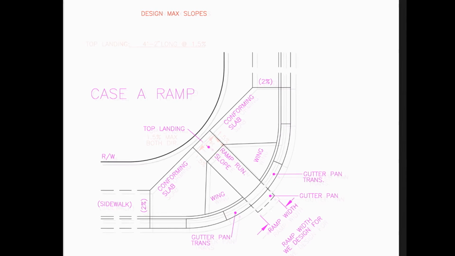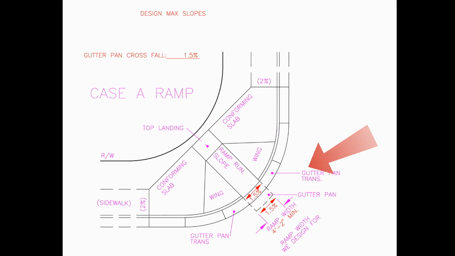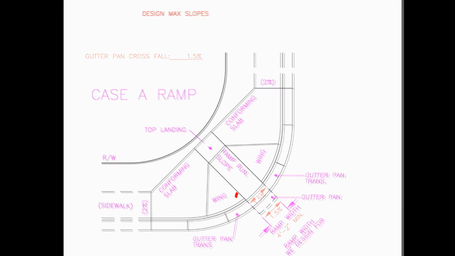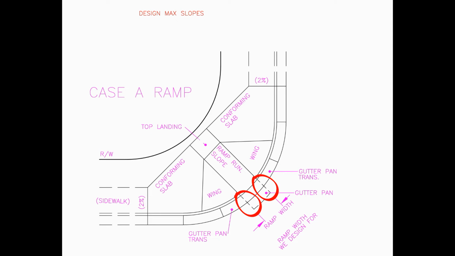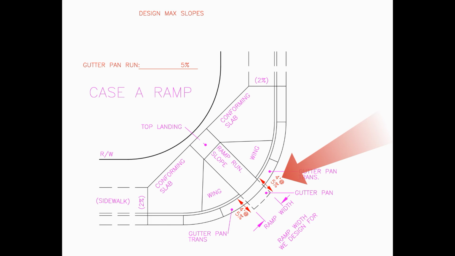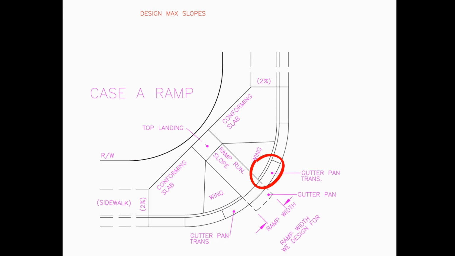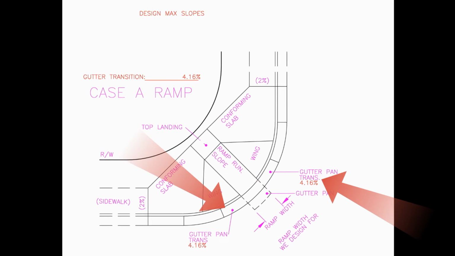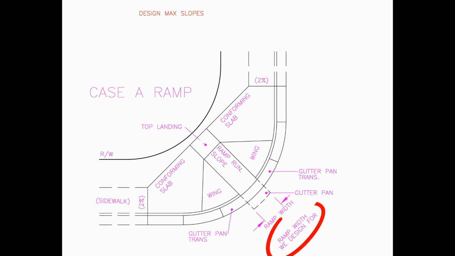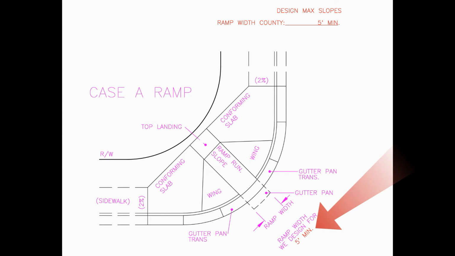What is the maximum gutter pan crossfall? The correct answer is 1.5%. What is the maximum gutter pan running slope? The correct answer is 5%. What is the maximum gutter pan transition slope? The correct answer is 4.16%. What is our minimal ramp width and landing? The correct answer is 5 feet.